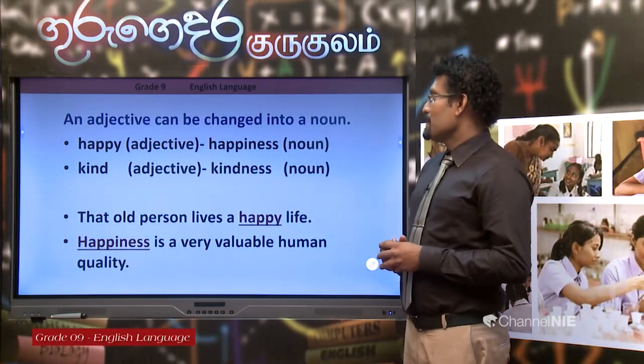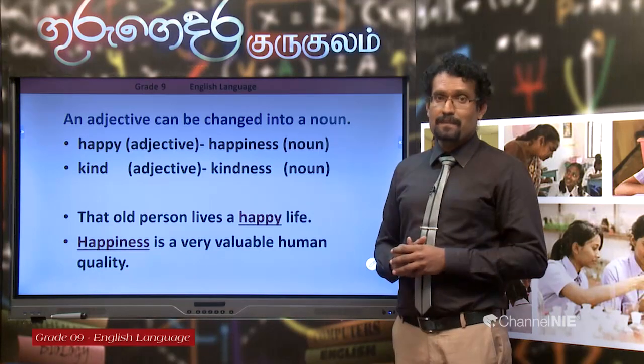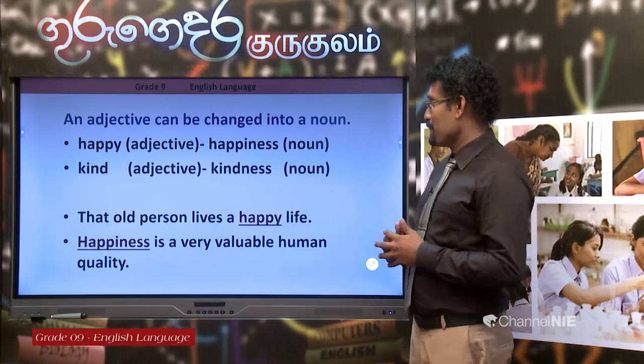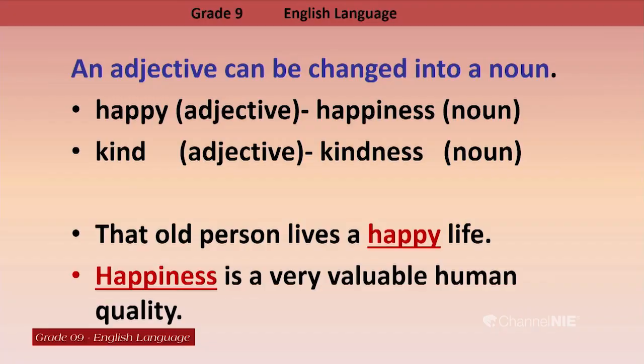An adjective can be changed into a noun. So, you can change an adjective to a noun. Let's say happy, that's an adjective. Happiness, that's a noun. Happy becomes happiness. And remember here also, when you say happiness, the last Y is removed from this noun, and it becomes HAPPINESS, right? Remember that very well.